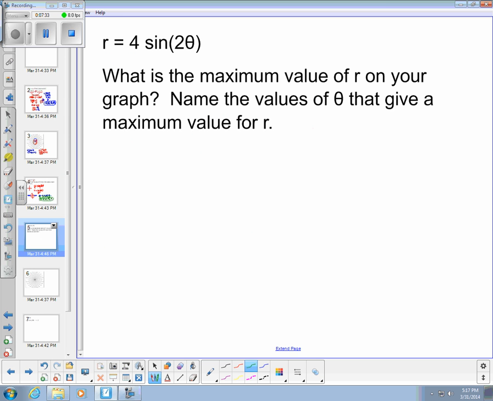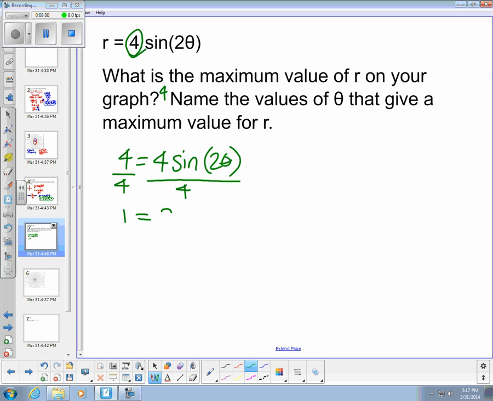Okay, now what is the maximum value of R on your graph? This part you can actually tell just by looking at the equation. So whatever the length of the petal is, that's going to be your max value. So name the values of theta that give the maximum value for R. So if I want R to be 4, I'm going to plug in 4 for the R, and I'm going to solve again. So we're going to divide by 4 first. So we end up with 1 equals sine of 2 theta.